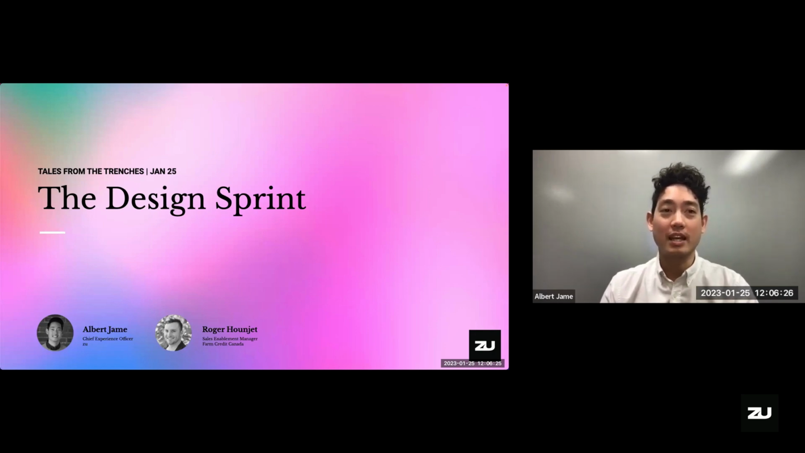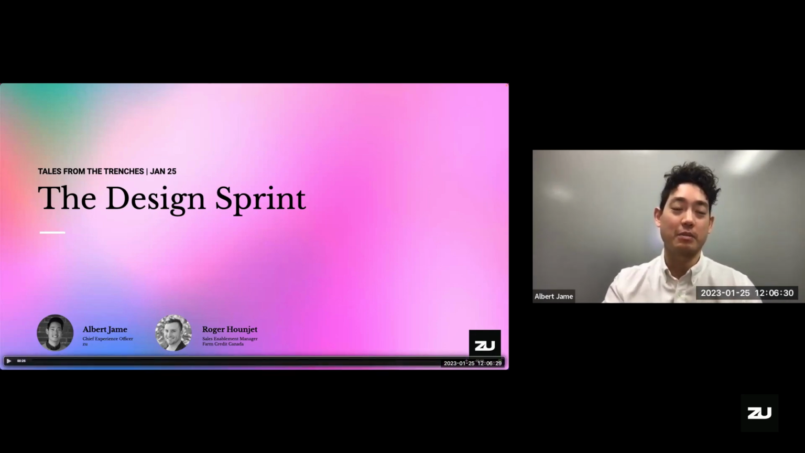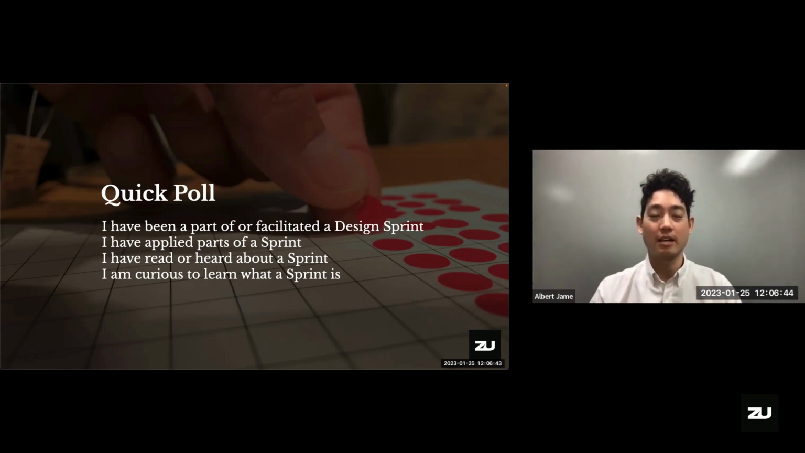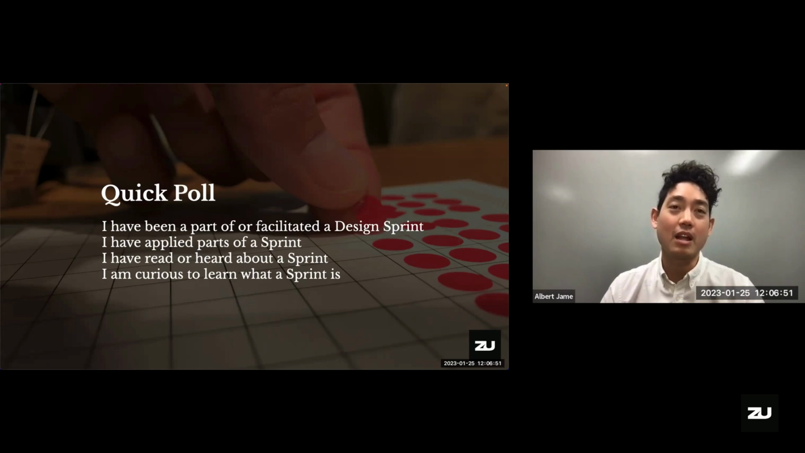But before we get into that, I am going to do a quick poll just so people can get comfortable in their seats. We're going to ask you guys who've been a part of these sorts of sprints. A little poll will pop up in front of you, and you just select one thing saying that you've either been a part of a sprint or facilitated a design sprint, or you've applied parts of the sprint. Again, a lot of people just pull the book apart and choose what they want, or maybe you've just read or heard about the sprint somewhere, or maybe you've never had any experience and you're just curious to learn what a sprint is. It's always good for me and Roger to know who's in the room and what level we should be talking about. So we'll give you a second to self-select there, and then we will be on our way.